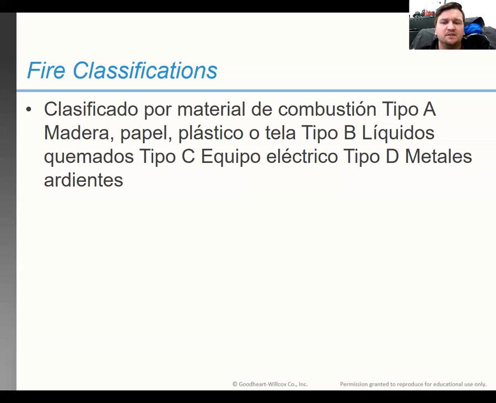Type C is dealing with electrical equipment. So if it has any electricity running through it, it is a type C fire. You want to make sure that you know it has electricity. That's a type C fire. We need to fight it a certain way. And type D is burning metals. There are certain metals that are combustible and will burn as well, such as magnesium. And they are very hard to extinguish once they start burning. They burn at very high temperatures.